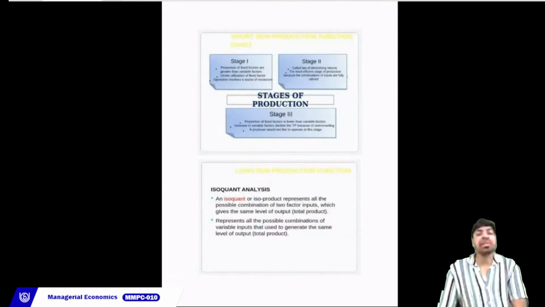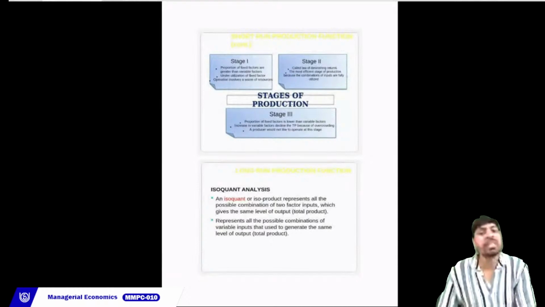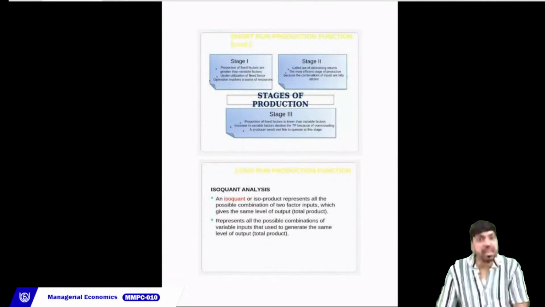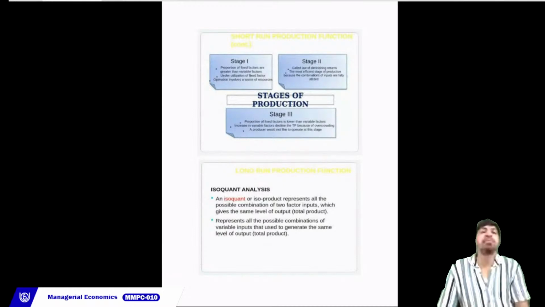Let's talk about the three main stages, stage one, stage two, and stage three, theoretically, and what perspective these stages refer to. Stage one is where the proportion of fixed factors is included with the variable factors in order to utilize the fixed factors to get the same or maximum level of output, or in an optimum way, where all the levels of inputs including fixed and variable inputs are involved.